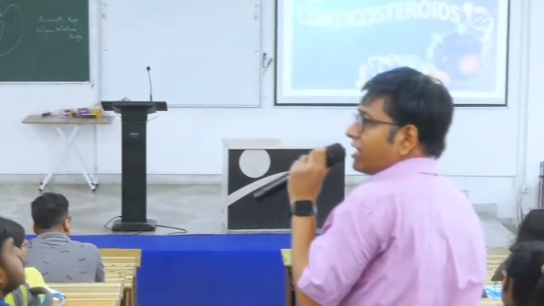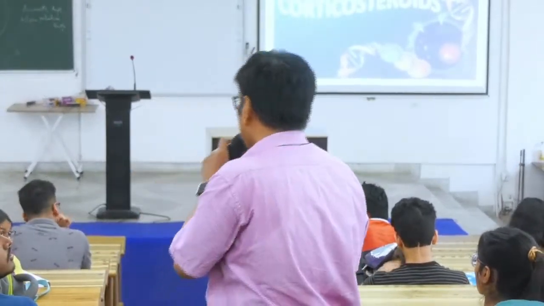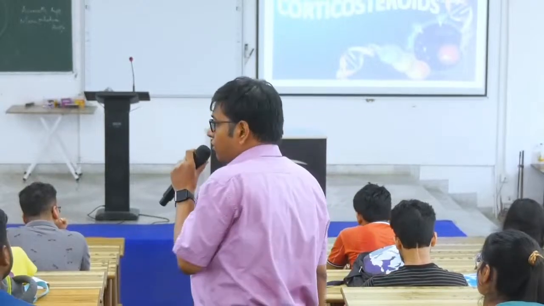হ্যাঁ, জোনা গ্লোমেরুলাসে কি সিক্রিট হয়? Mineralocorticoids. জোনা গ্লোমেরুলাসের পরে কি আসে? What comes after zona glomerulosa from outside inwards? Fasciculata. And what is secreted from fasciculata? Glucocorticoids. And what is secreted from the next part? What is it called? Reticularis. What is secreted from reticularis? Sex steroids.